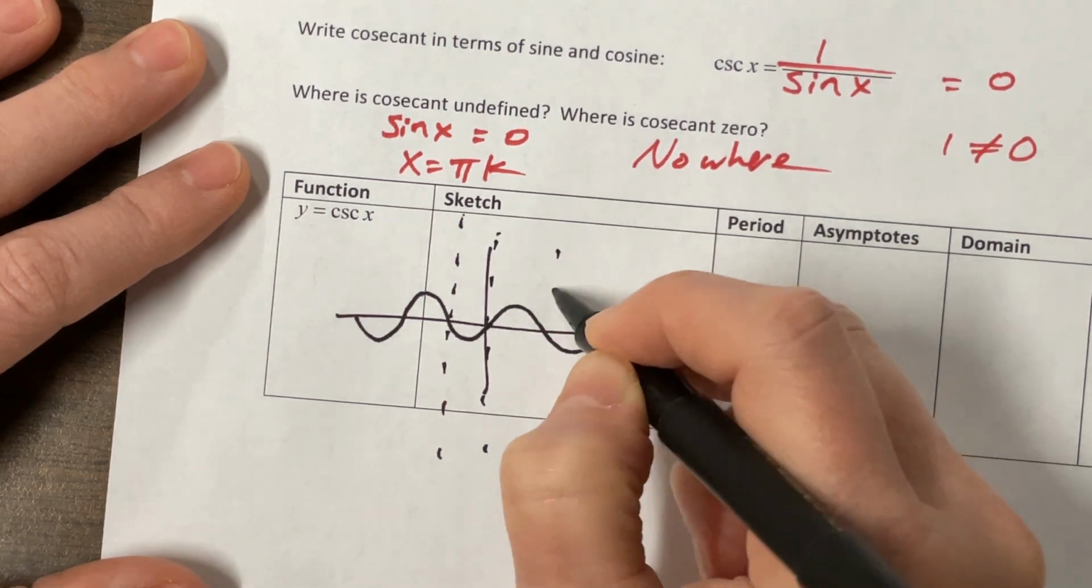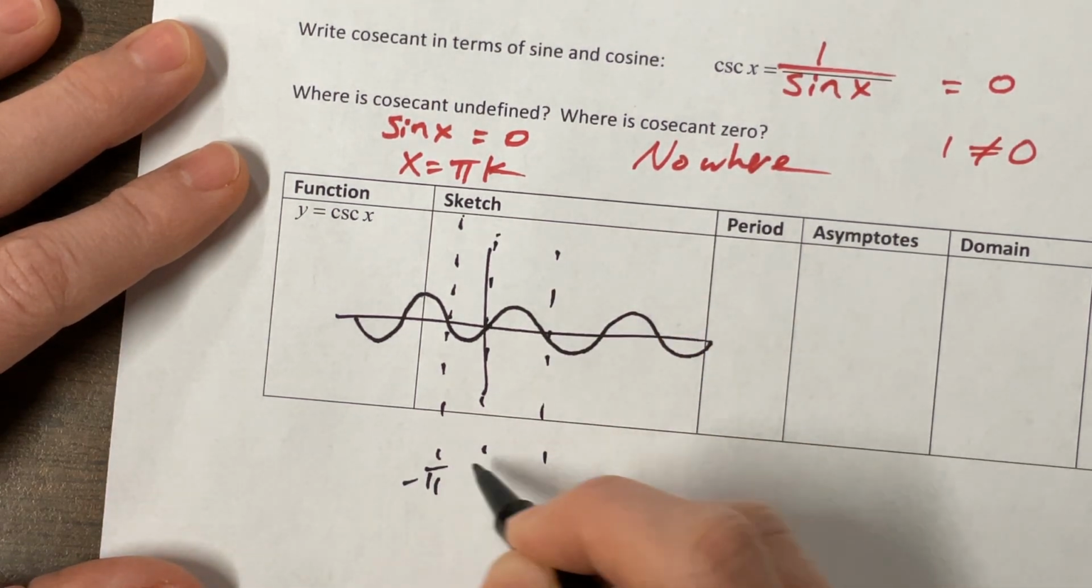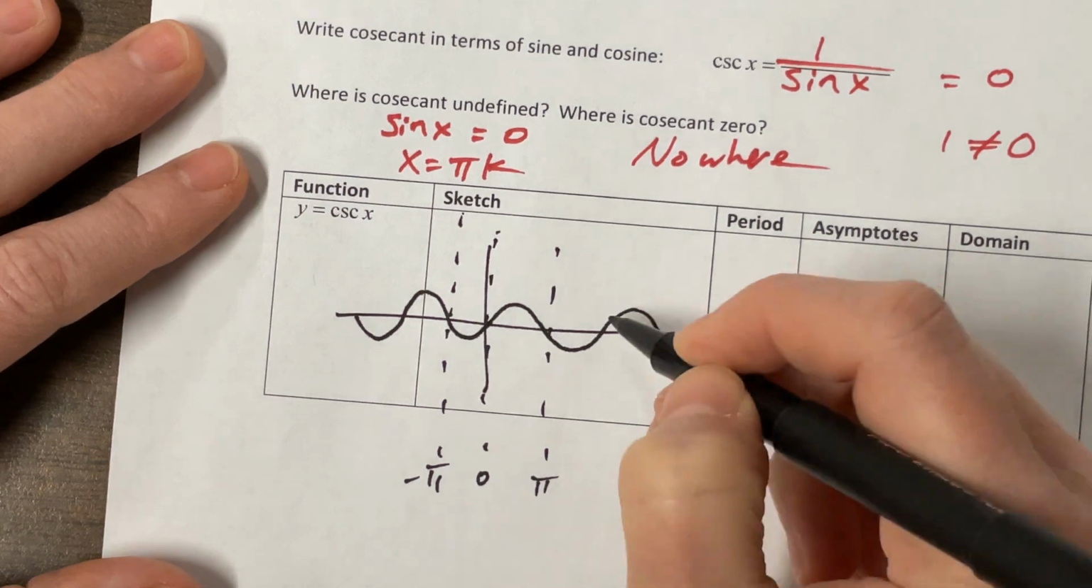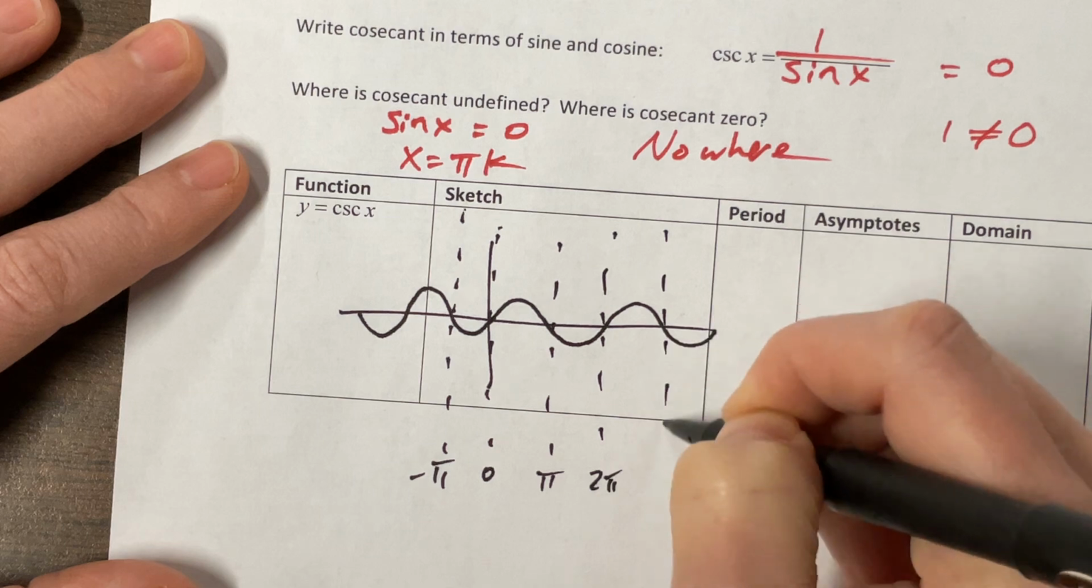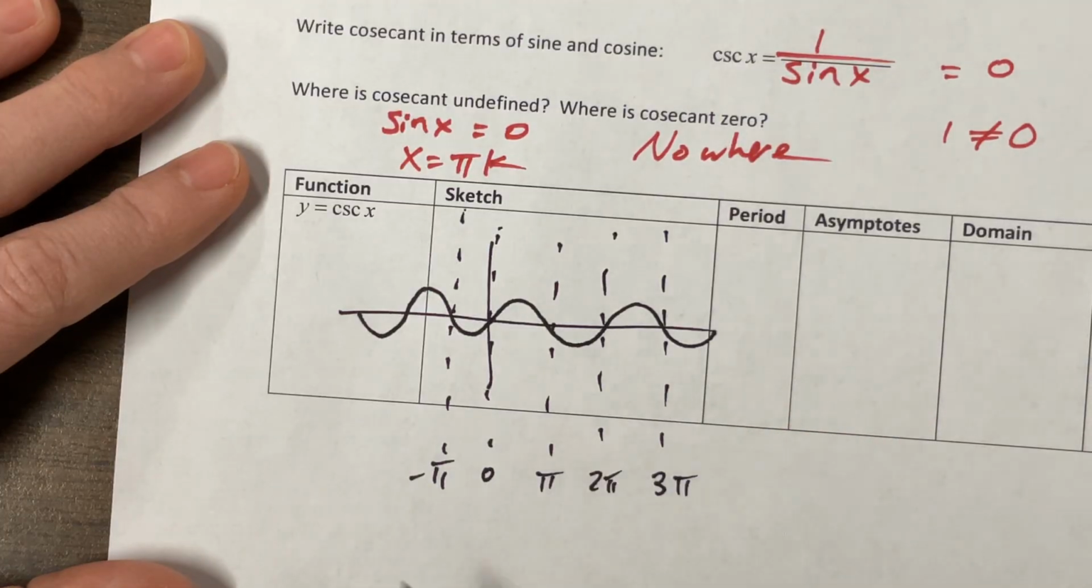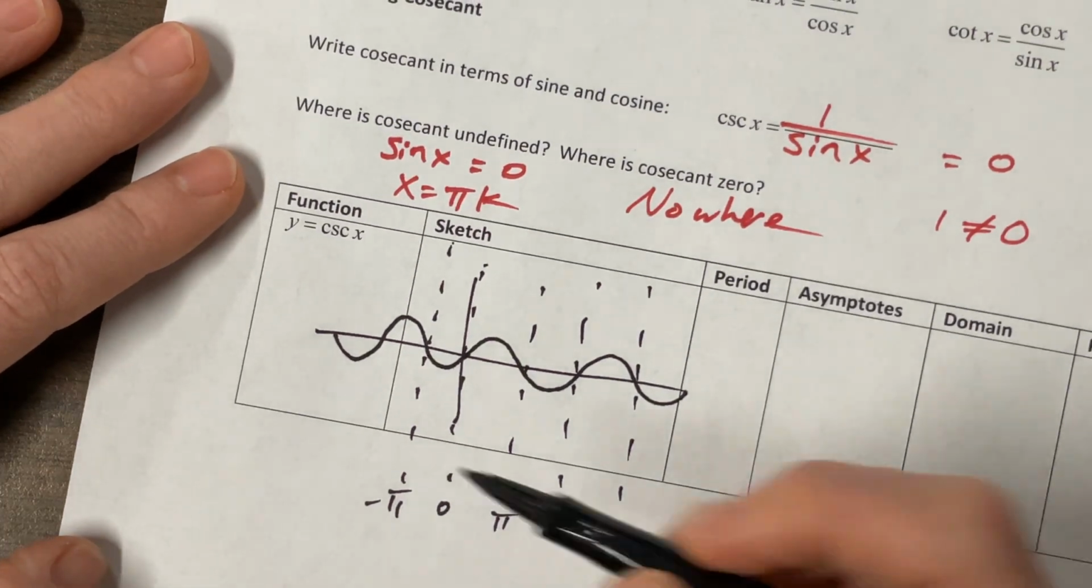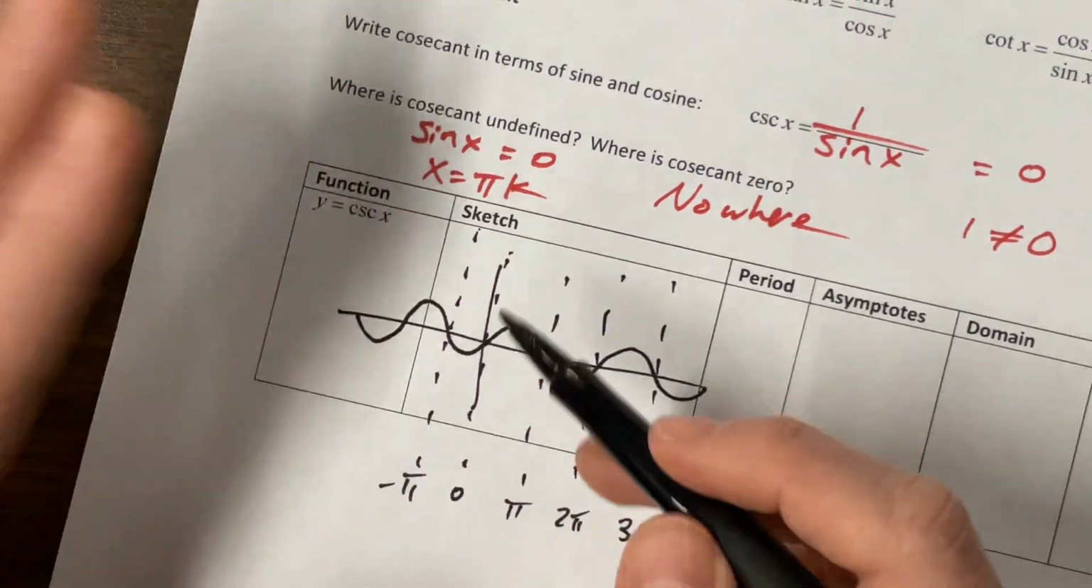There's one at 0. So this one is at negative pi. This one's at 0. This is at pi. Maybe I should write x equals, but I'm kind of out of space. This is at 2 pi. This asymptote is at 3 pi. Okay. Did I label this correctly? Oh yes, this is my axis.